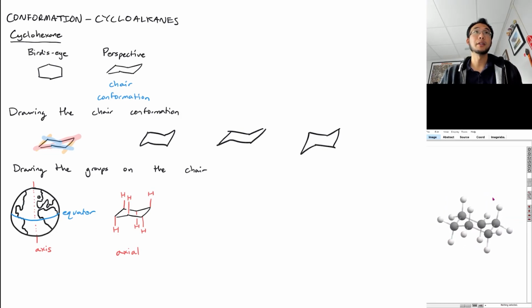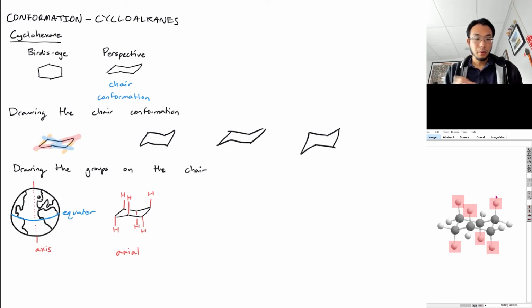I'm going to move my model back to being a chair form. And so you can see that on this carbon and then skip a carbon to the next one, that's the same, and then you skip a carbon to the next one, that's the same. So this pattern will show up in cyclohexane a lot. Every other carbon looks the same. And neighboring carbons will have the opposite direction in their axial groups. Right? So if you have axial up on this carbon, then you have axial down on this carbon.